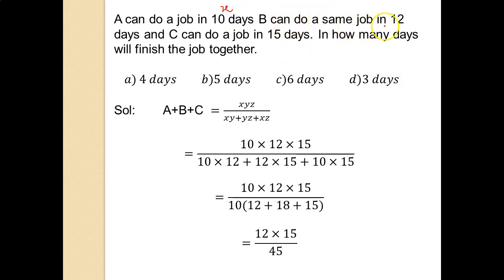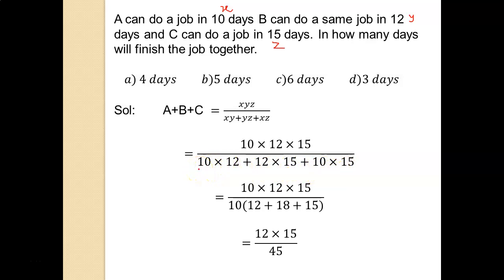Now B can do the same job in 12 days, so consider y as 12 days. And C can do a job in 15 days, so consider z as 15. Put the xyz values in the given formula. That means xyz, that is 10 into 12 into 15, upon xy, that is 10 into 12, plus yz, that is 12 into 15, plus xz, that is 10 into 15.